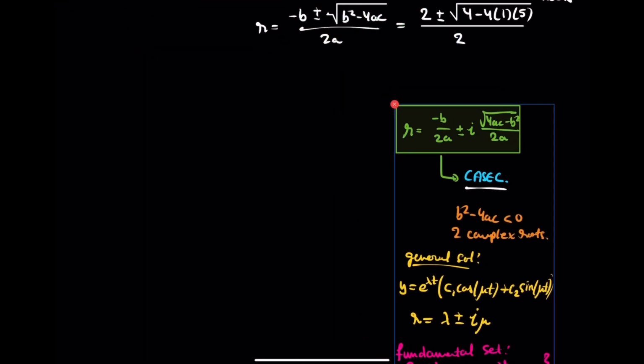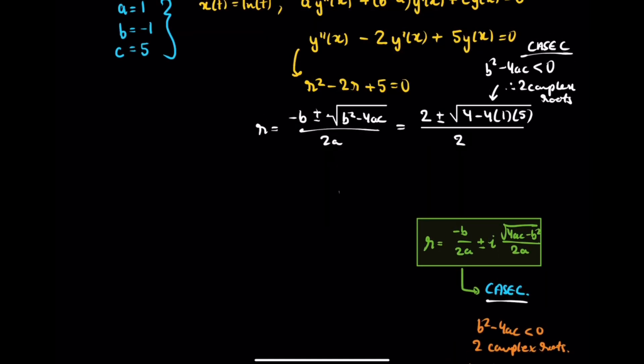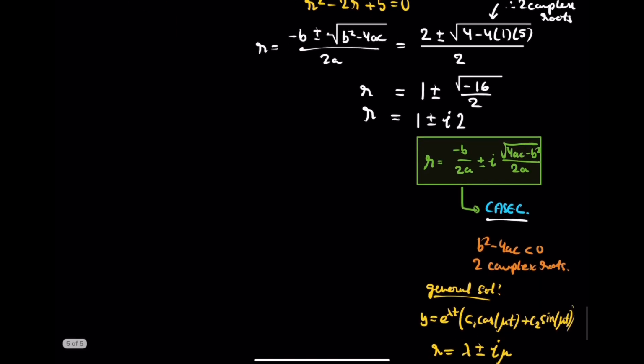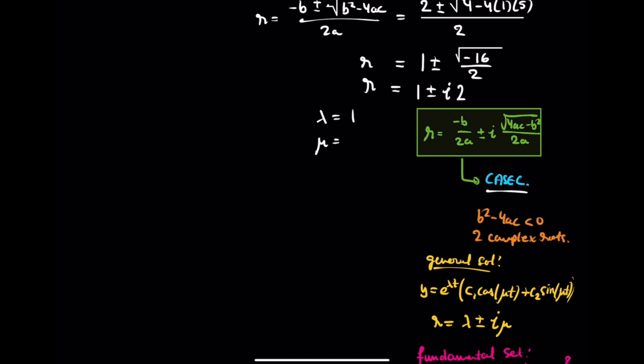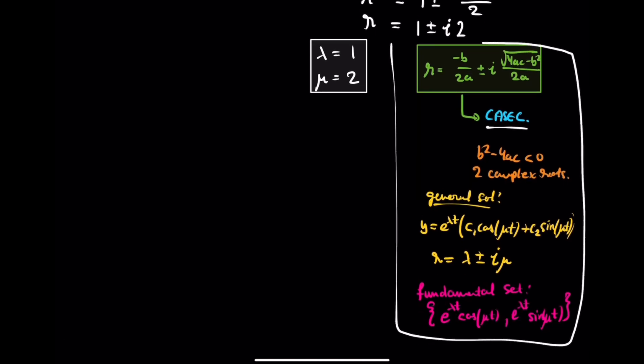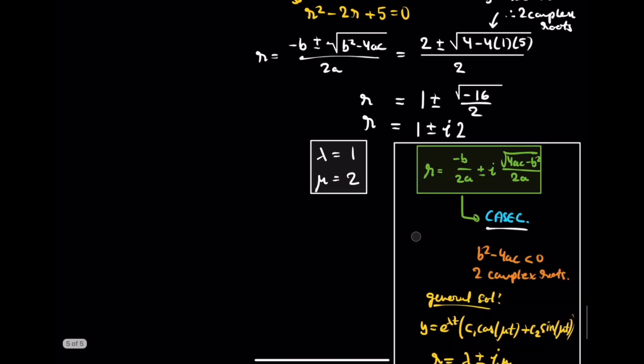So this r needs to be changed, and we can rewrite this r as 2 over 2, which is 1, plus or minus the radical of 4 minus 20, which is minus 16, over 2, and then 1 plus or minus i, and then 4 over 2 is 2. That is the value of your r. All right, and so therefore your lambda is 1 and your mu is 2. Okay, and so here, I should put a box around this. There you go. So we know what lambda and mu are.